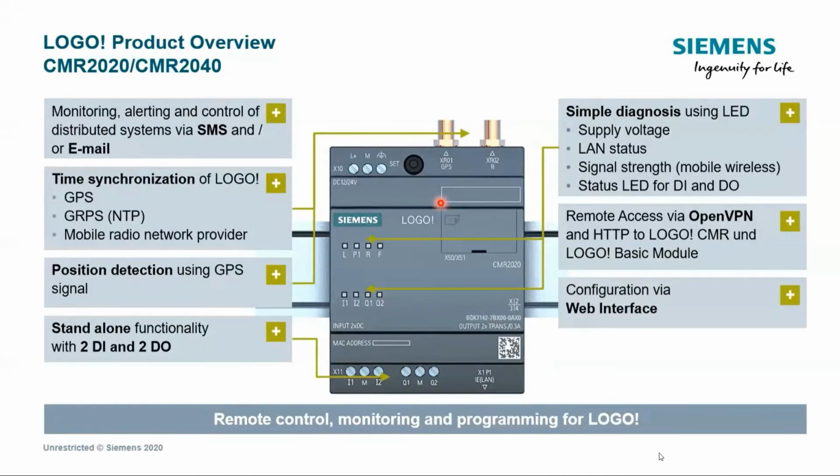And the last thing is that configuration of this CMR is done via a web interface. So similar to your router at home, for example, you connect to the Ethernet port, and using a web browser, you enter the default IP address of this CMR and you start configuring the device.